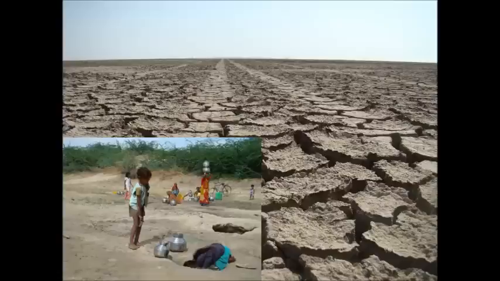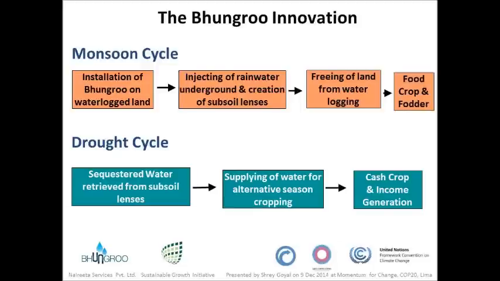So we start right before the monsoon cycle begins. Before the waterlogging starts, we install a Bhungroo setup. We drill a hole into the ground. We cement it. We solidify it, and we take it close enough to the subsoil lenses so that when the monsoon hits, the water can just seep in. We also give the land a slight gradient, and the water can be completely absorbed inside.